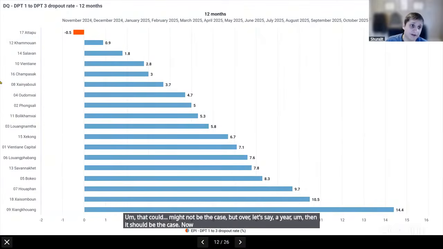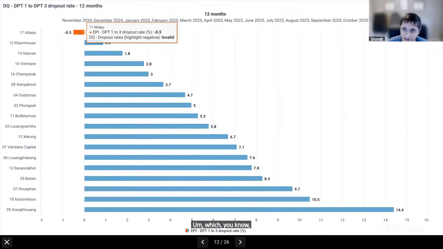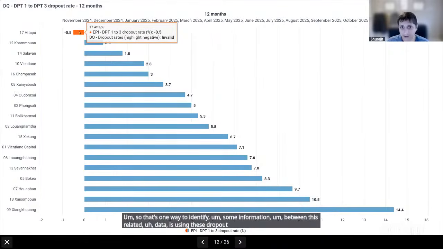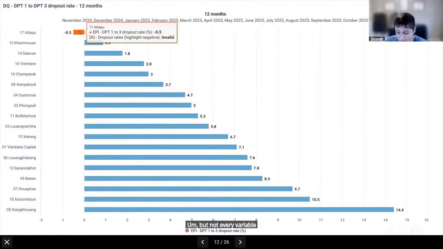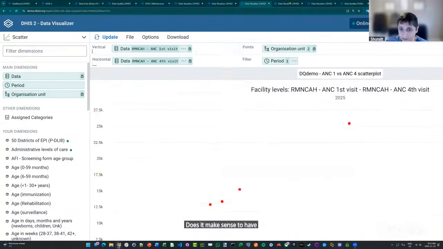Now, when you have a negative dropout rate, this means the amount of DPT3 doses administered is greater than the number of DPT1 doses administered in this particular organization unit, which, generally speaking, is not really correct. So that's one way to identify some information between this related data, using these dropout rates. But not every variable, of course, does it make sense to have these types of dropout rates.